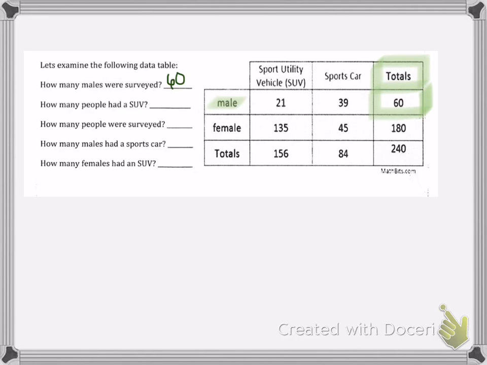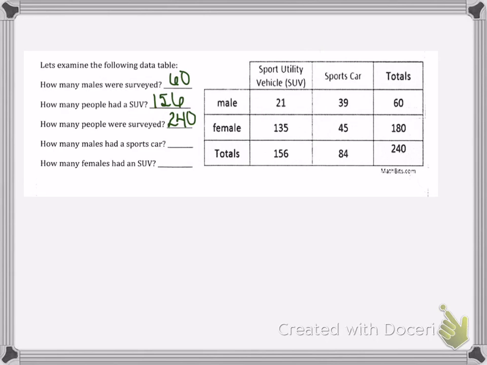When we want to answer the question how many males were surveyed, we really want to be looking under the male row, at the total column. So this little section of our two-way table is going to give us the answer that this should be 60. And for how many people had an SUV, now we're looking at a column right here. If we want to focus in on the people that own an SUV, we want to focus in on that column. So how many people? Look at the total. It's 156. How many people were surveyed? We are going to get that by looking at the total row and the total column. So we're looking at this value right here. That's going to give us a total of 240 people.